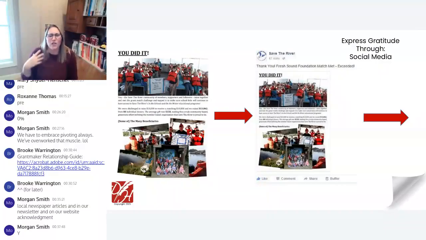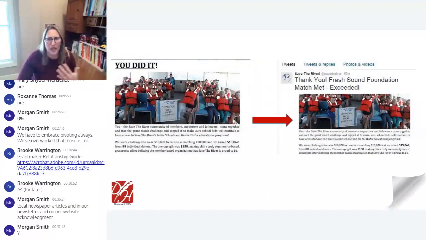They took all these photos from their different programs and they made some posts. They did a blog post saying thank you. They then took that same post and put it out on Twitter, now X. They also put it on Instagram and Facebook. And so what did they do? What is it that they created?